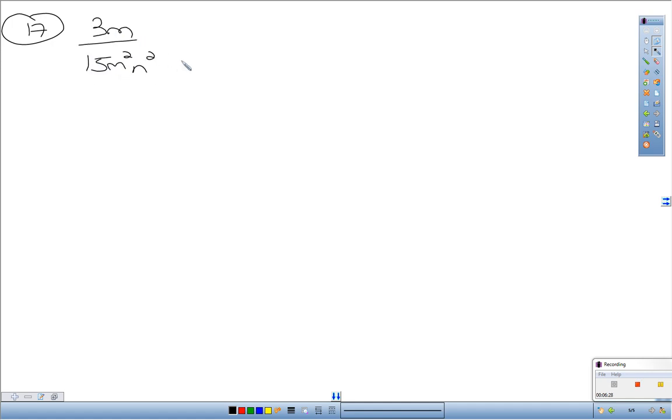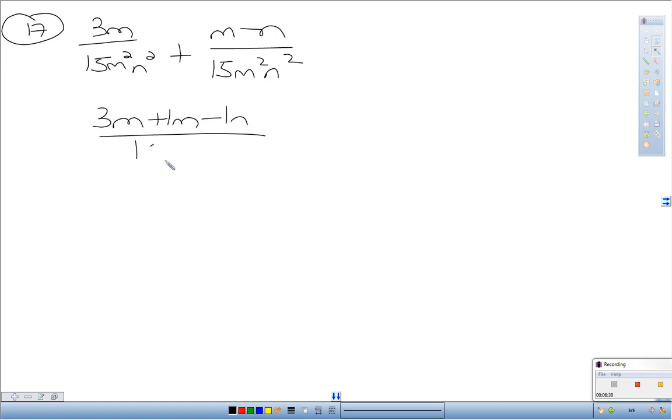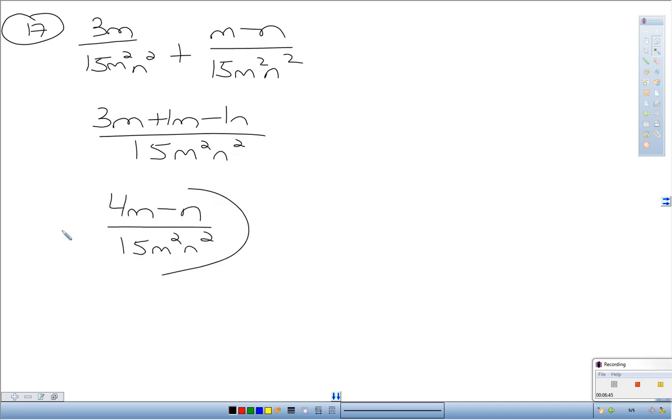Alright, moving on to number 17. It wanted me to simplify this expression, 3m over 15m squared n squared plus m minus n over 15m squared n squared. Remember, you can't add or subtract unless they have the same denominator. Thankfully they do. So that gives me 3m plus 1m minus 1n over 15m squared n squared. So that gives me 4m minus n over 15m squared n squared as my answer.